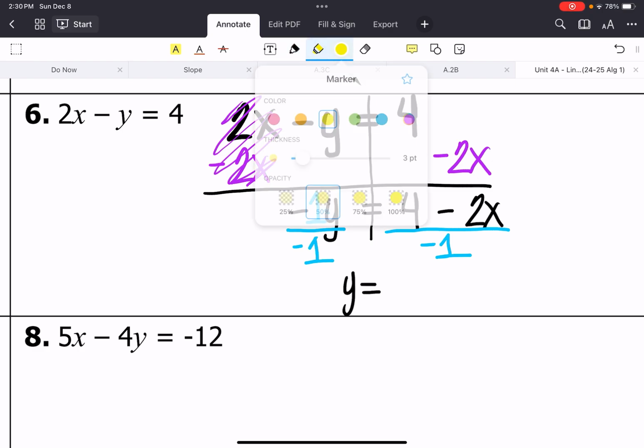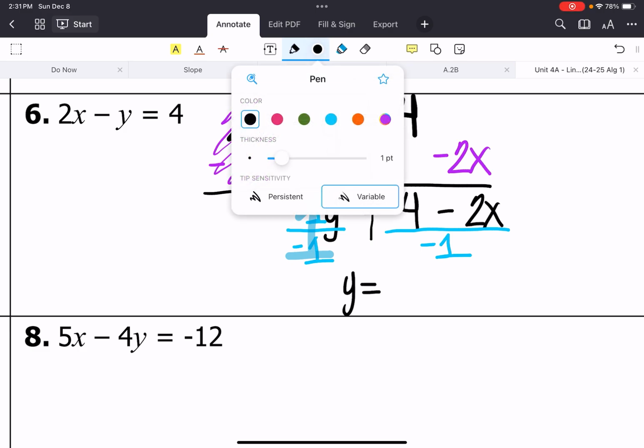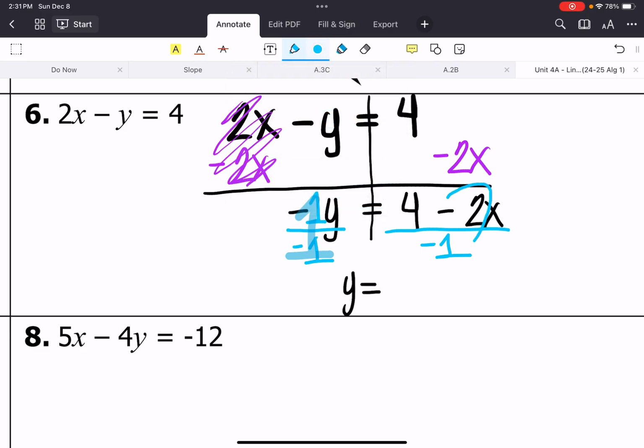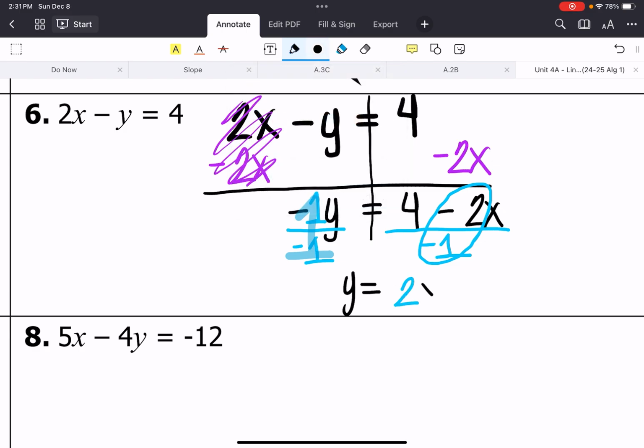Negative 1 divided by negative 1, that leaves y by itself. Negative 2 divided by negative 1 gives me a positive 2x. And then positive 4 divided by negative 1 gives me minus 4. Now I have my equation of y equals 2x minus 4.